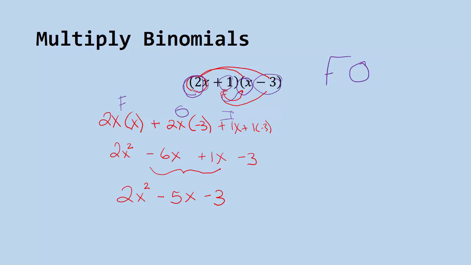And the last thing we did is we took the last term in the first parenthesis times the last term in the last parenthesis, and that's where L comes from. First, outside, inside, last. It's simply a mnemonic device to help students with multiplying binomials. But in reality, you're simply doing the distributive property.